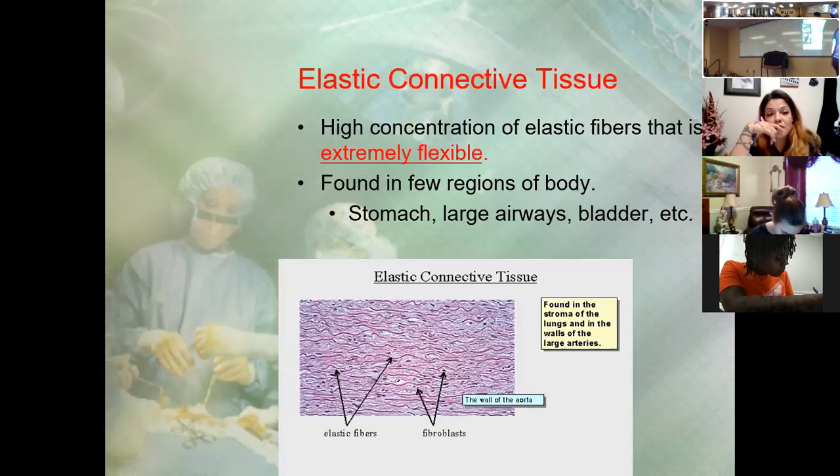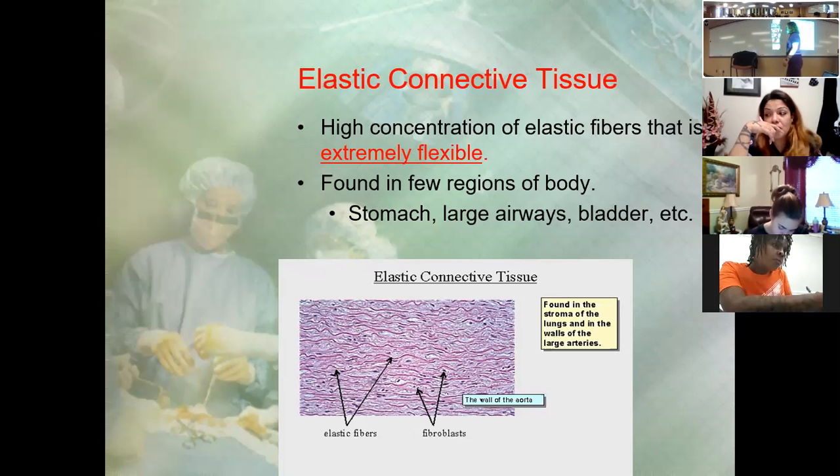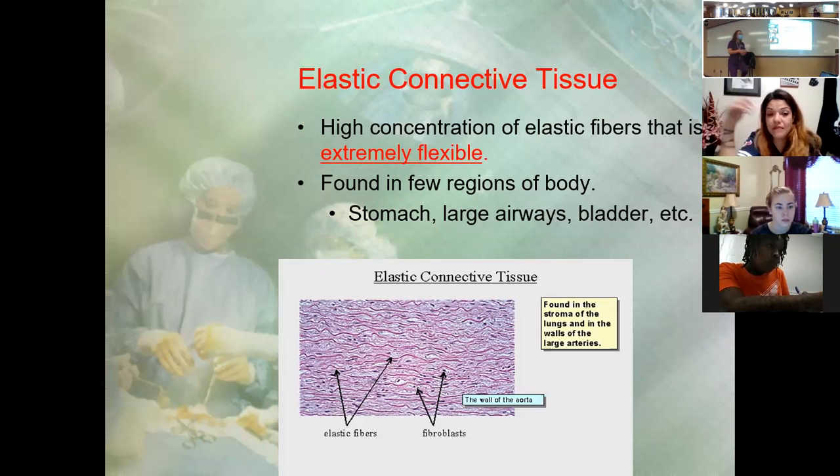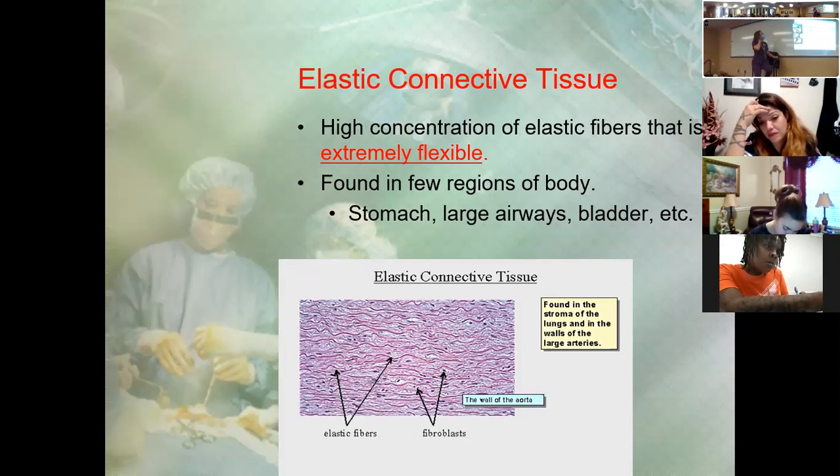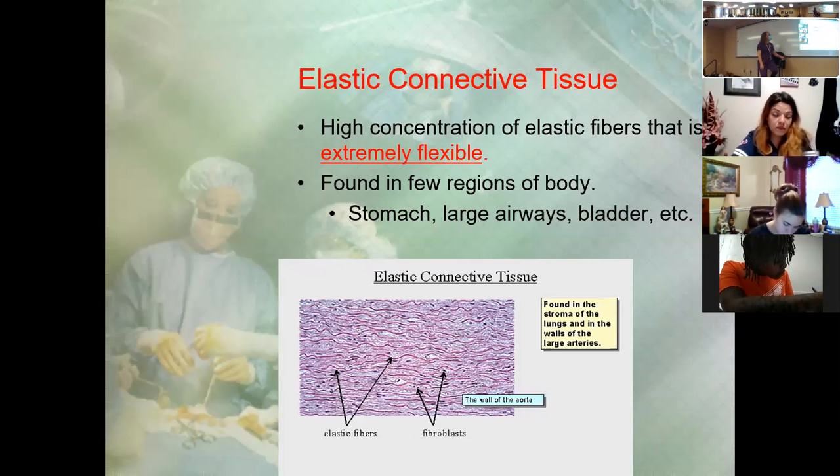And then our elastic, this is going to be found in things like your vocal cords. I think we talked yesterday about how your vocal cords work. Extremely flexible. We also see it in areas like your bladder and your stomach. That's exactly what it sounds like. Elastic, lots and lots of stretch. We don't have that resistance to the stretch that we have with our dense, irregular, and regular. Our elastic is very, very flexible. Areas that we have lots and lots of stretch.